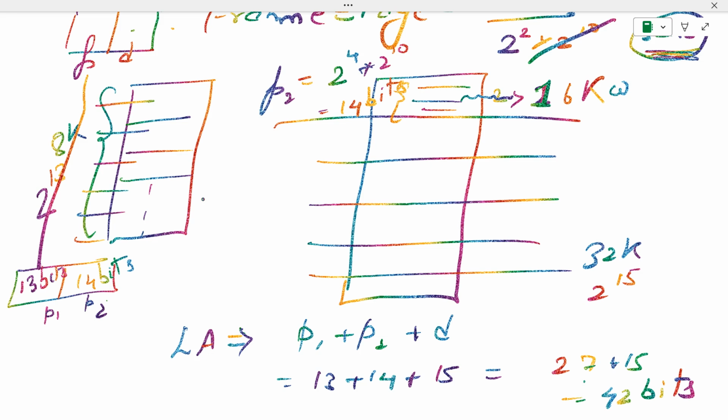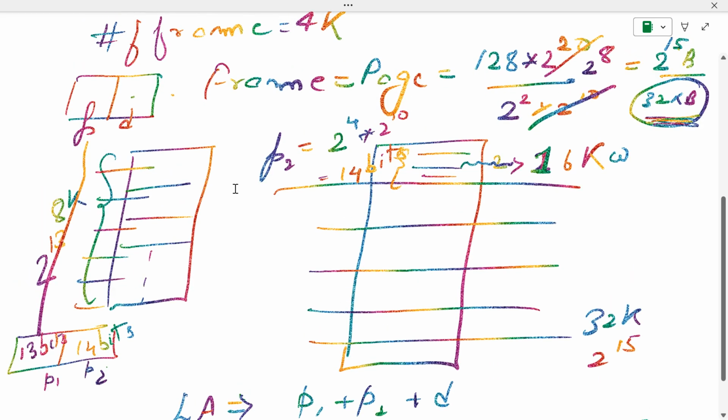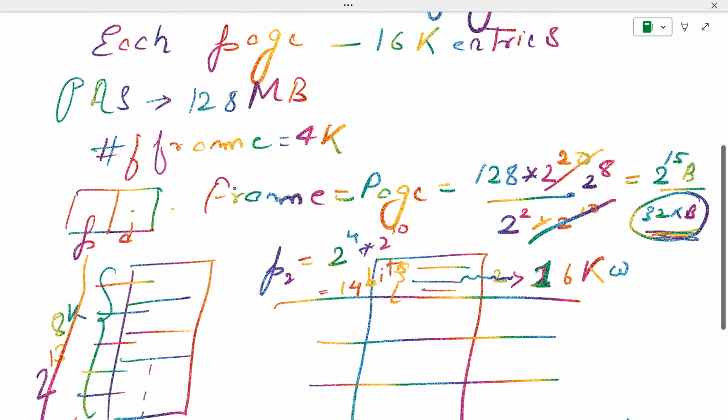This is 15, right? This is 13, 14, and D is equal to the page size. So the page size is 2 raised to the power 15, so it is 32K.